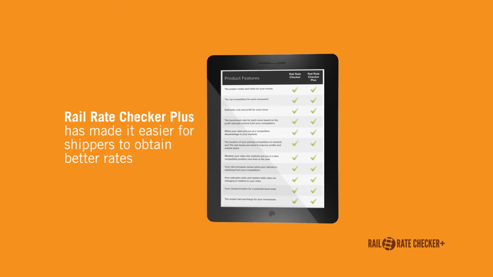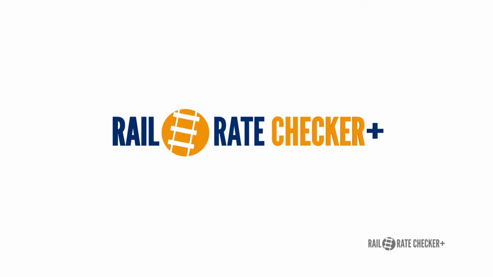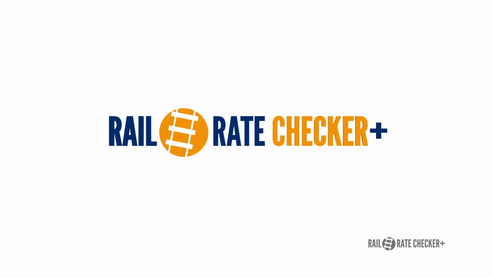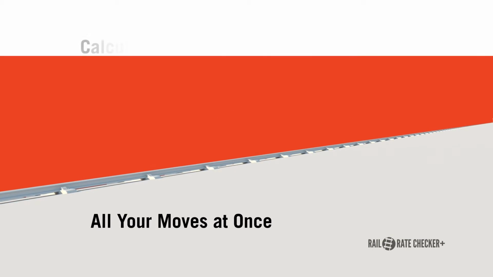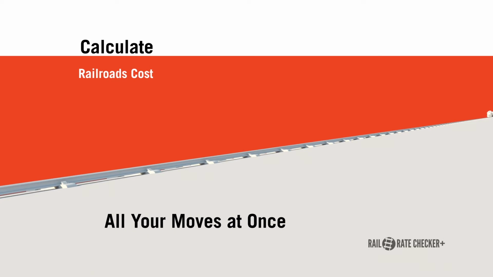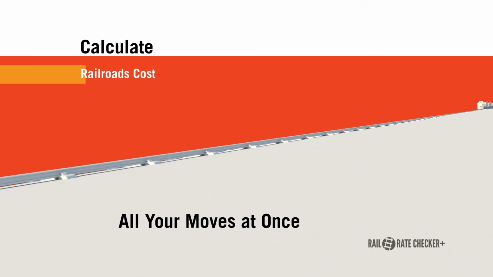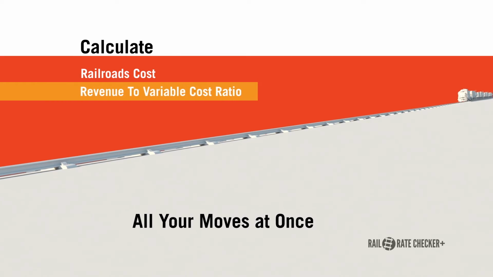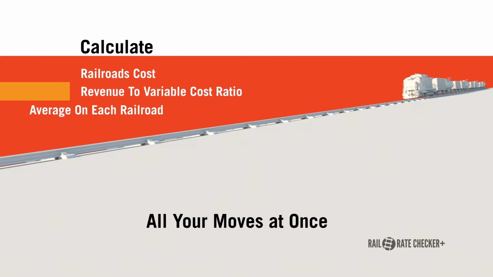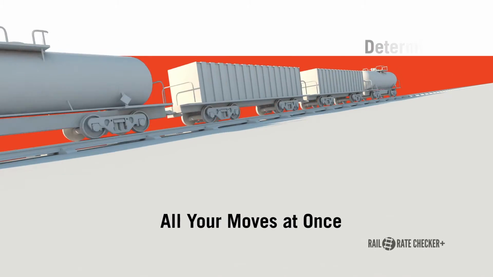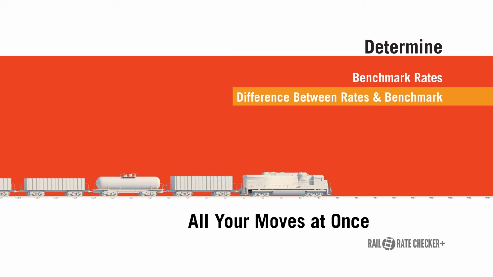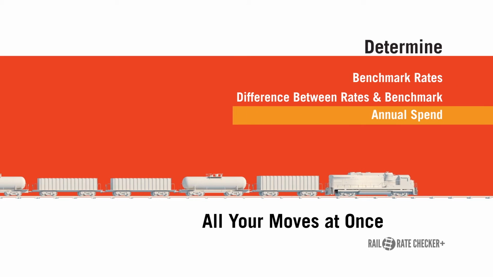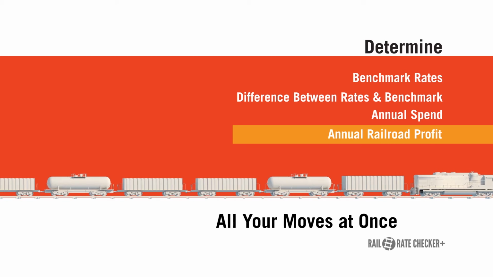obtain better rates. Rail Rate Checker Plus contains powerful data and reporting tools you can leverage to negotiate your whole rate structure at once. Within seconds of uploading all of your movements into the program, Rail Rate Checker Plus automatically calculates the railroad's cost for each movement, calculates the revenue to variable cost ratio or RVC for each movement and the average on each railroad, determines benchmark rates for each movement and how much your rates differ from the benchmark, and determines the annual spend and the annual railroad profit on each railroad.